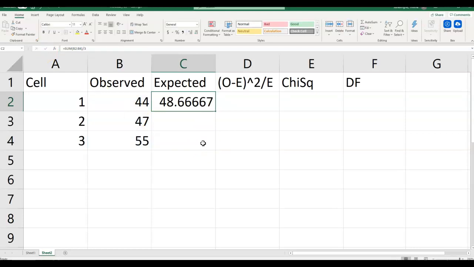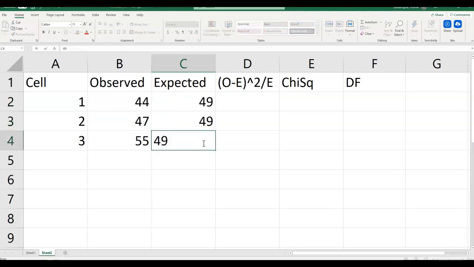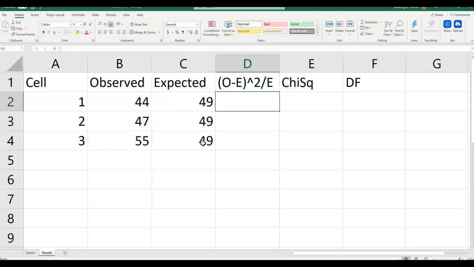So on average, if lentils were uniformly distributed throughout this 12 grid area, I would expect equal numbers in each cell. So I'm going to round 48.6 up as 49, and I will put 49 in all of these three. So the same case in your data set: average these three up and copy that number as expected. Now let's try to do this very little calculation, right?